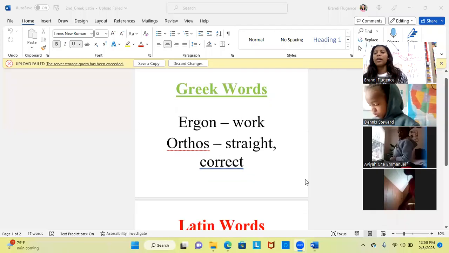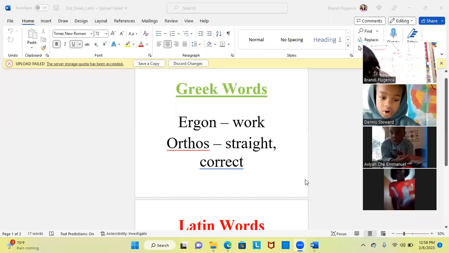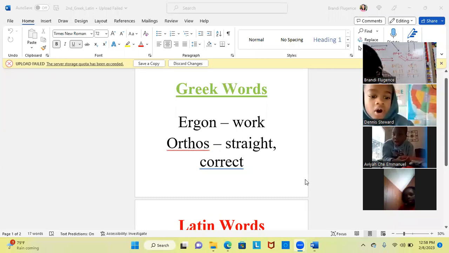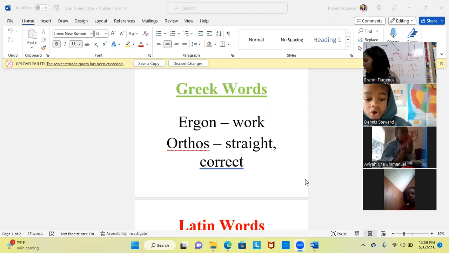All right, your first Greek word, ergon. E-R-G-O-N. Ergon means to work. Orthos means straight and correct. Good.